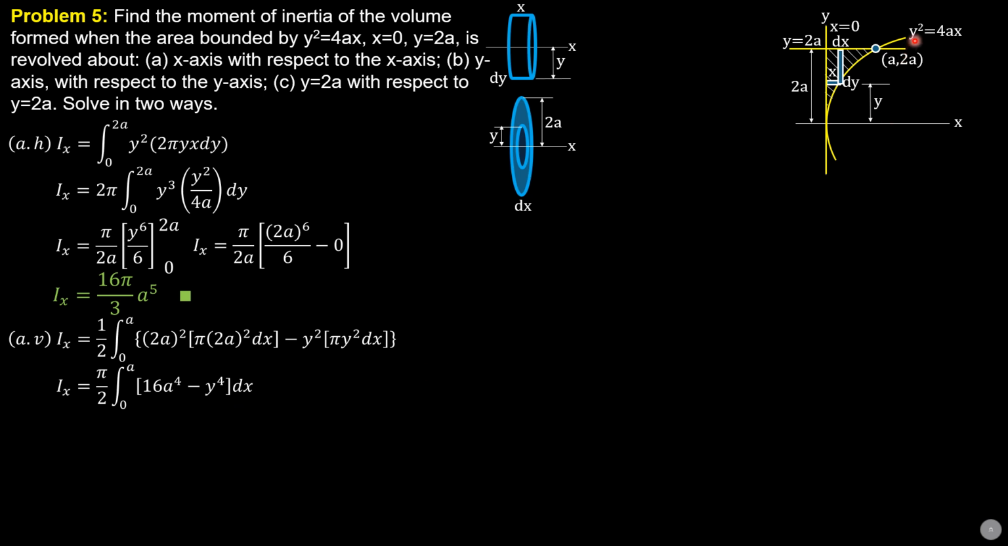So y to the fourth is the square of y squared, so that would be 16a squared x squared. Replacing that by 16a squared x squared, then factor out 16a squared. Then this becomes 8 pi a squared, then a squared x.